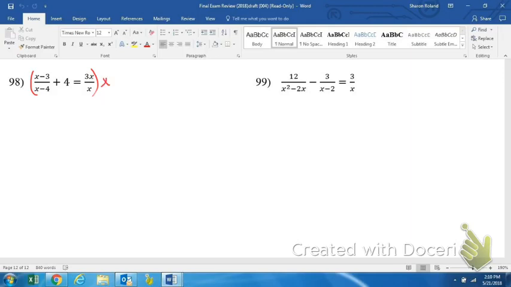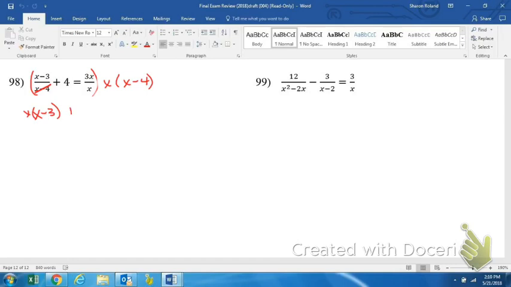I'm going to multiply by x times x minus 4. And the reason for it is because when I multiply this first term times that, the x minus 4's cancel, and you have x minus 3 times x, because the x minus 4's cancel. Okay, so each one of them is going to be multiplied by x times x minus 4.